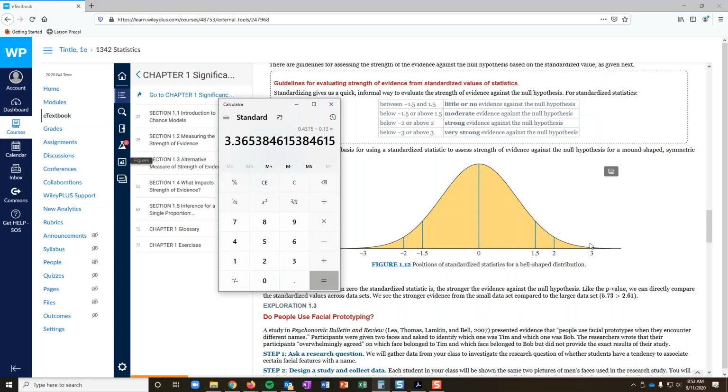So a z-score or a standardized statistic that falls this far away from the center, and you can see the chart up here, is very strong evidence against the null, right? Very strong evidence that Buzz was not guessing and that he was in fact doing something else. And we found that to be the same conclusion when we calculated using the p-value. So this is how we can find the standardized statistic as well as use it to evaluate strength of evidence.